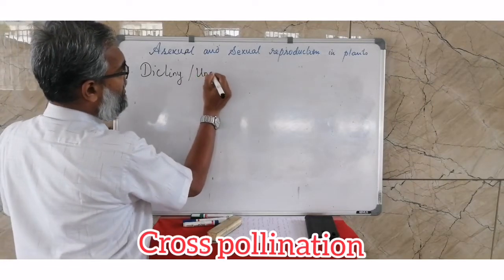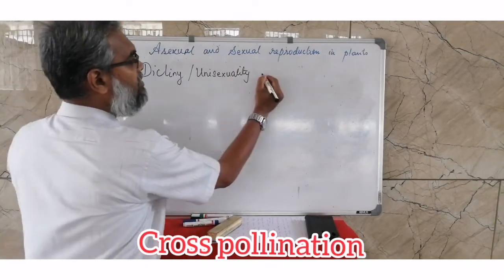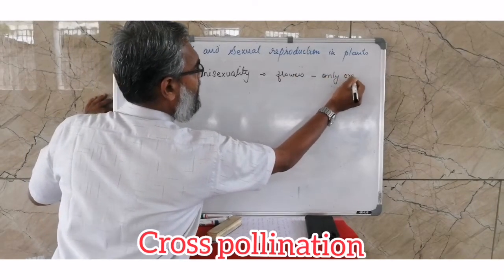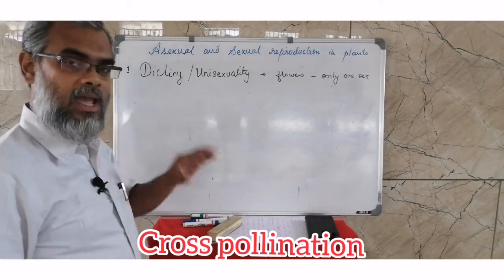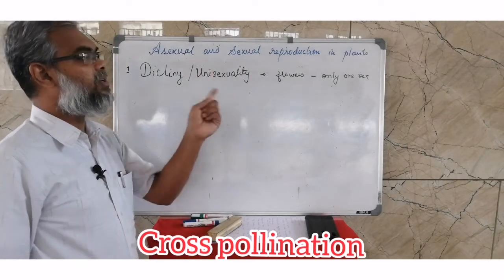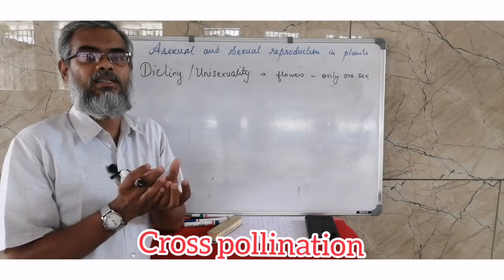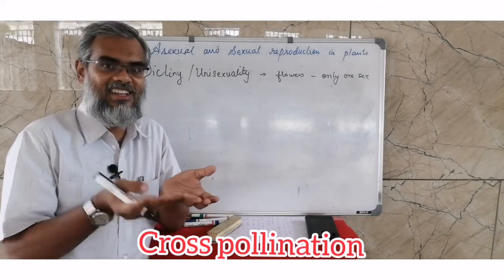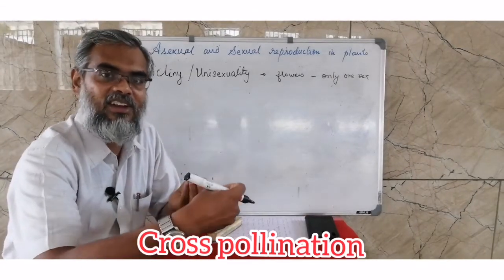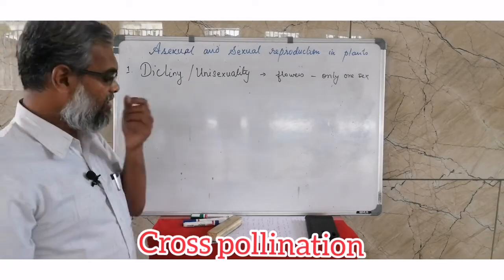Or we can say unisexuality. Unisexuality means flowers having only one sex. That is, it will have either the male reproductive part or the female reproductive part. That is why we say unisexuality. So when it has only the male part, then how does self-pollination occur, isn't it? Surely the pollen grains should fall on some other flower only. So that is said to be dicliny or unisexuality.